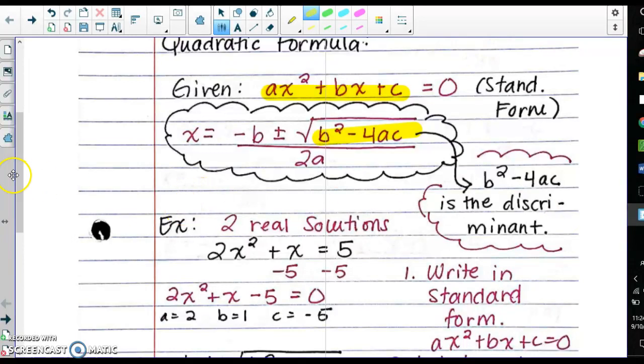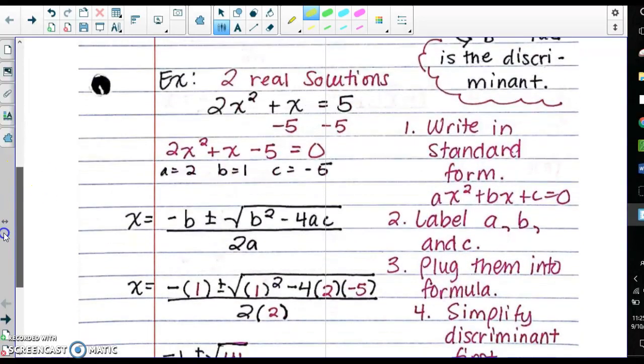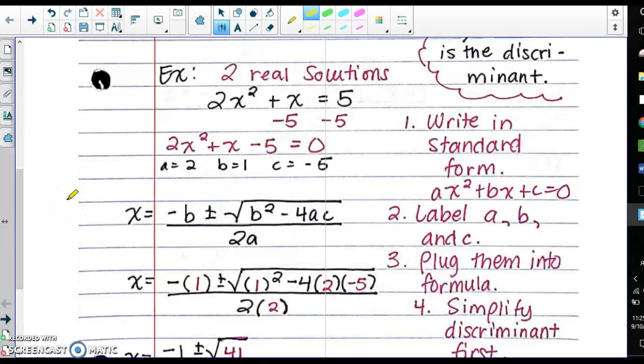All right, so our first example, we're going to do an example of a quadratic equation with two real solutions. So our quadratic equation was 2x squared plus x equals 5. First of all, this is not in standard form. It does not equal 0. You have 5 on this side. The 5 should be over here. So we're going to subtract 5 from both sides to make this in standard form. Now we have it in standard form. So now we can label what our A, B, and C is. A is 2, B is 1, and C is negative 5.